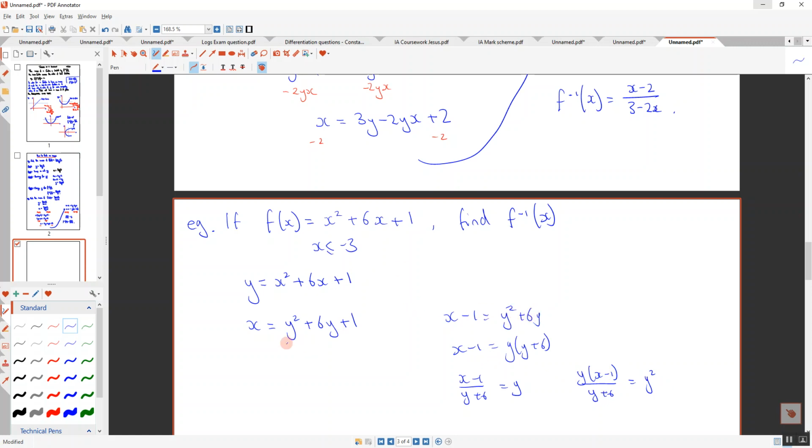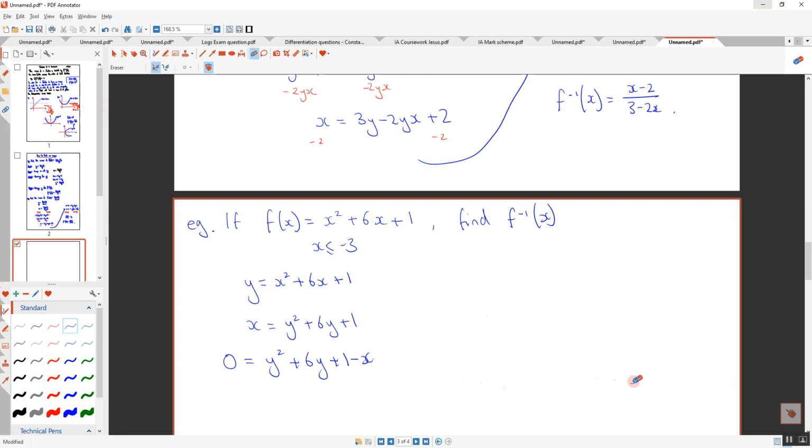What exactly is this? It's a quadratic. How do you solve quadratics? Make it equal 0, right? So I'm going to take my x over to the other side. So I've got y squared plus 6y plus 1 minus x. So now I've got a quadratic. Yes, it's in terms of y, but that's no big deal. How do you go about solving quadratics?